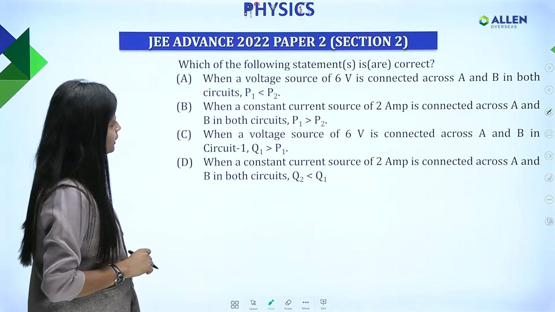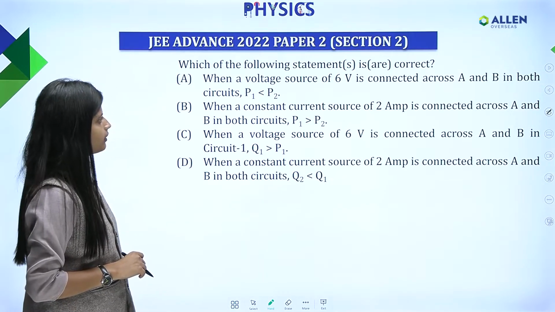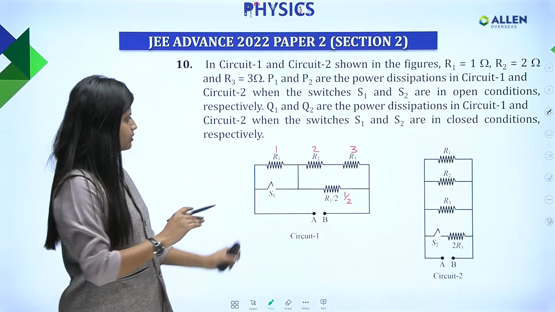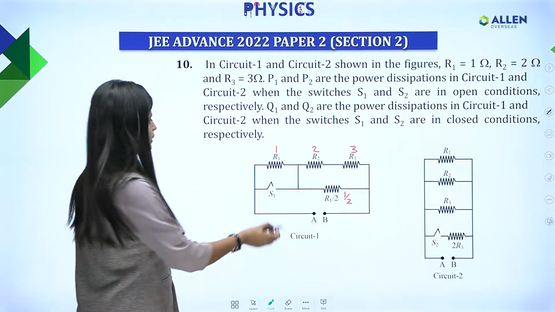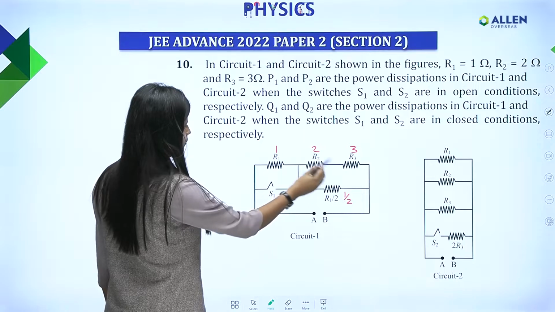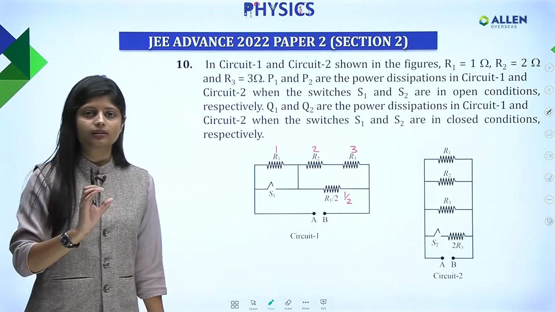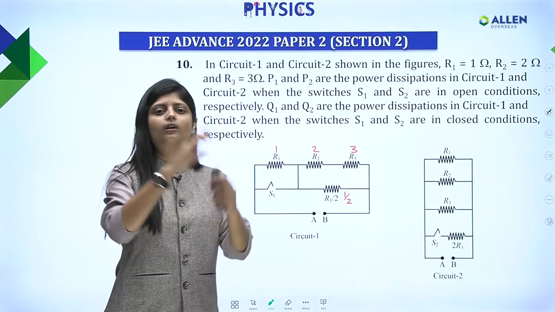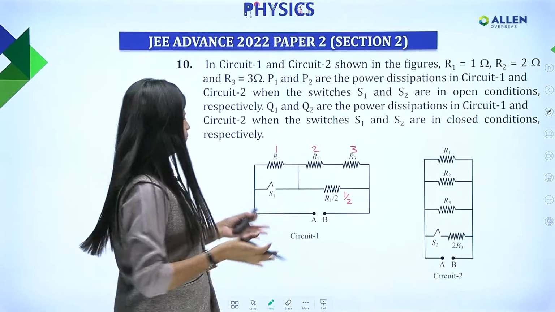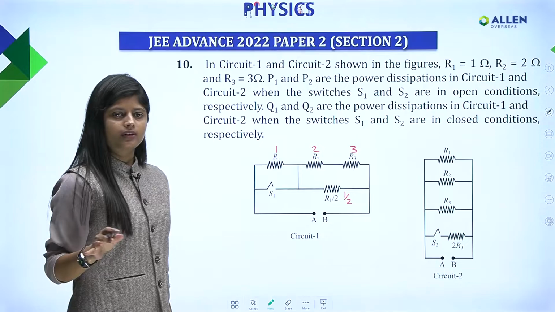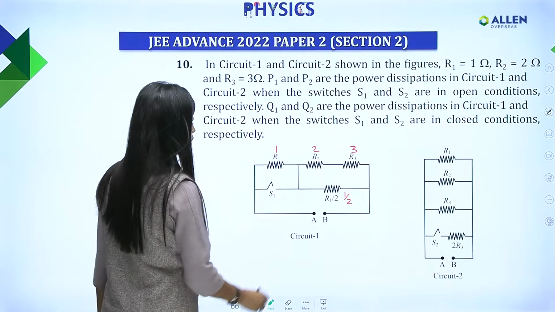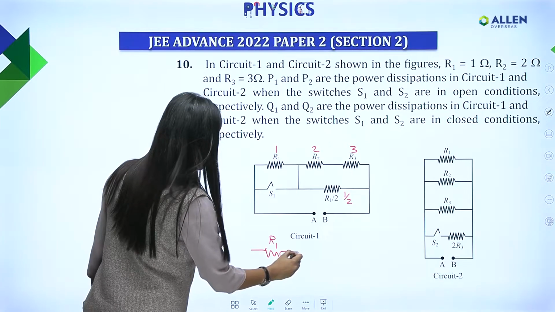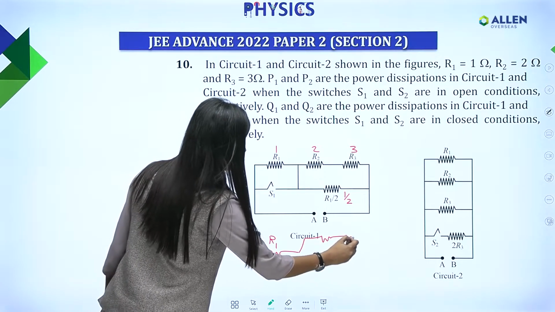First is, when a voltage source of 6 volt is connected across A and B in both circuits, P1 is less than P2. So first of all, the switch is open. So if the switch is open, what is the equivalent resistance? We are not asked the power dissipated in a particular resistor. We are asked overall power dissipation. So we can find R equivalent and our task is done, right? So with S1 open, what will be R equivalent? This circuit will be, R1 will be here and it will be in series with this combination.